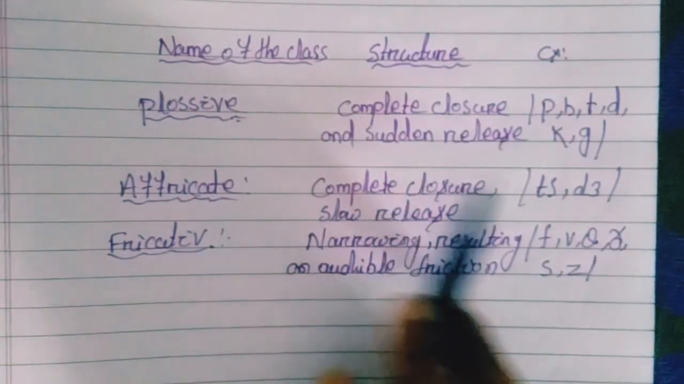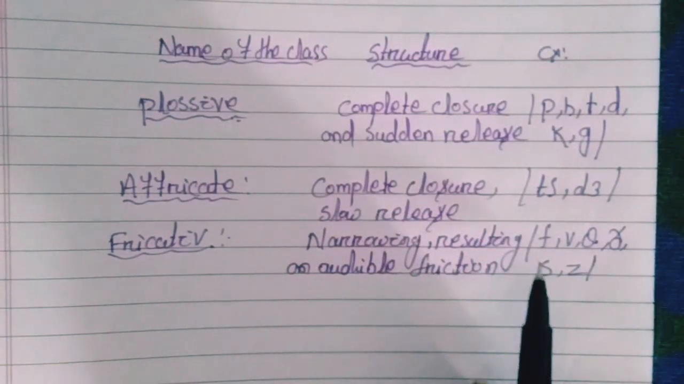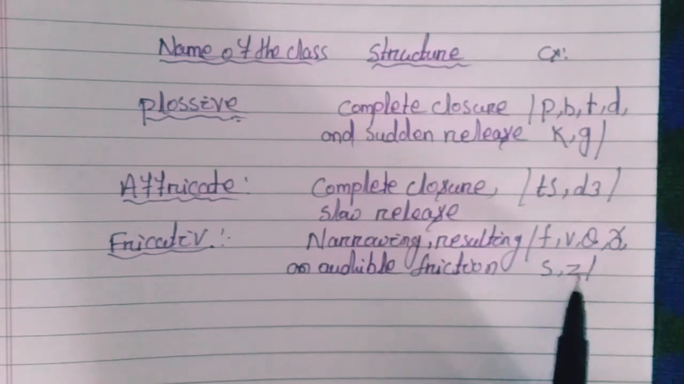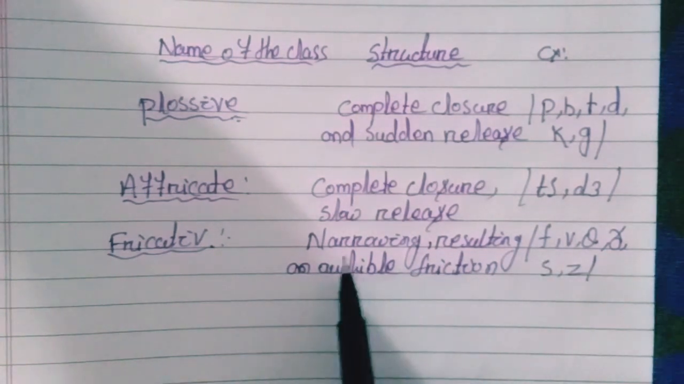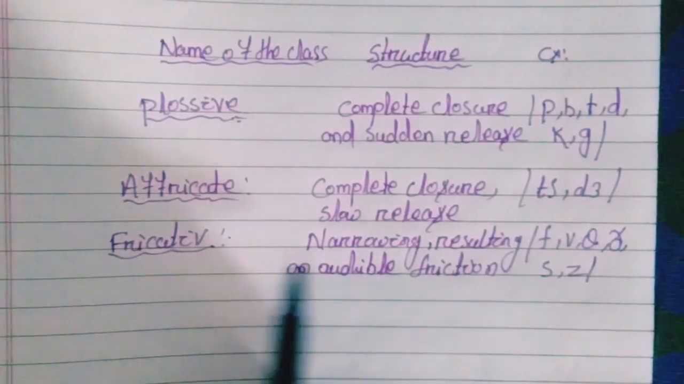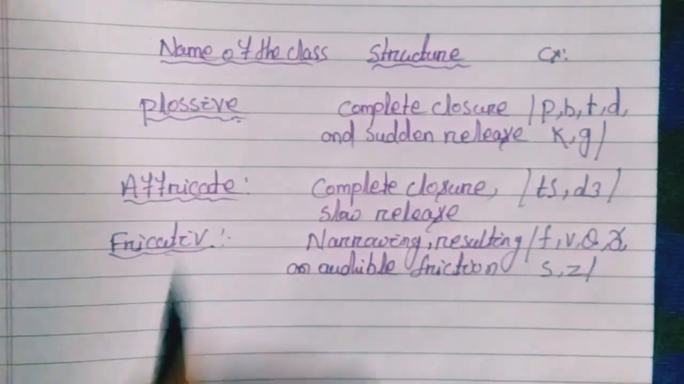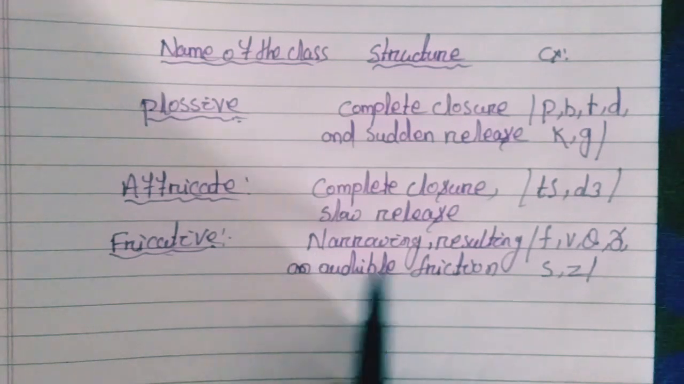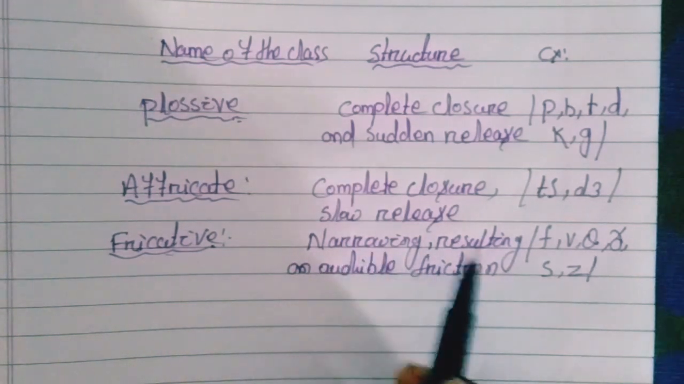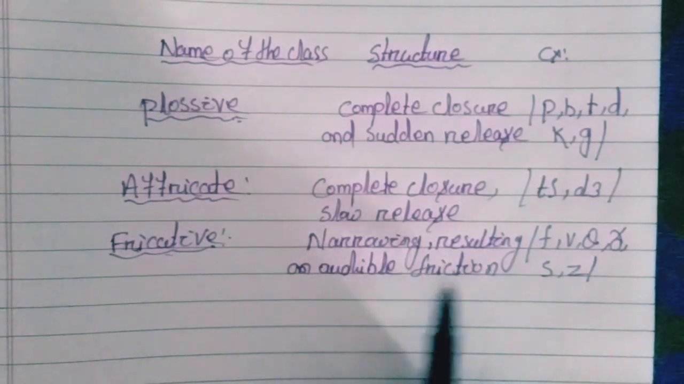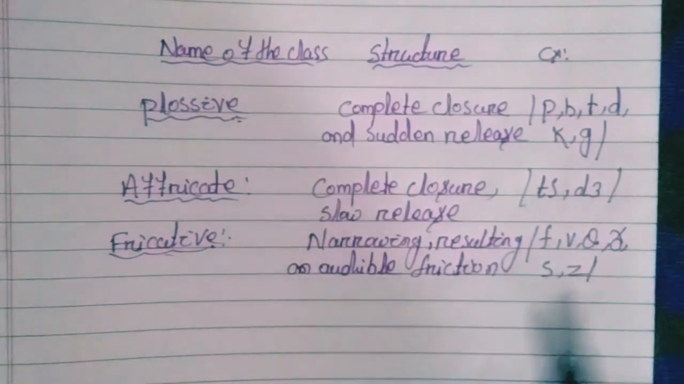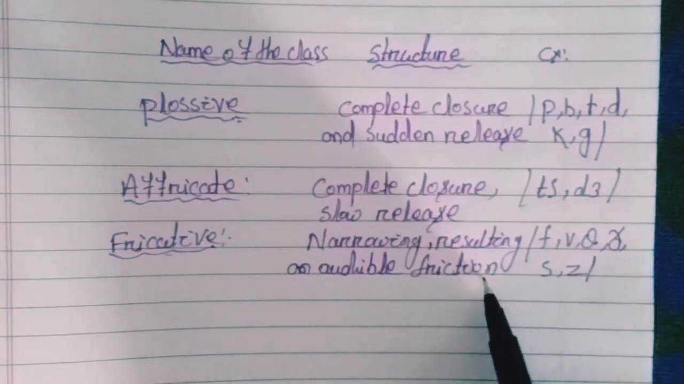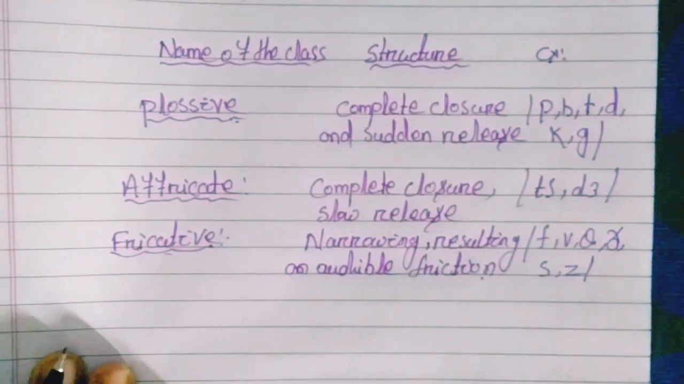When you are reading this, you also try to pronounce these sounds. You can understand better. When we are producing the fricative consonant sounds, air escapes through the narrowing part of our mouth, resulting in an audible friction sound.